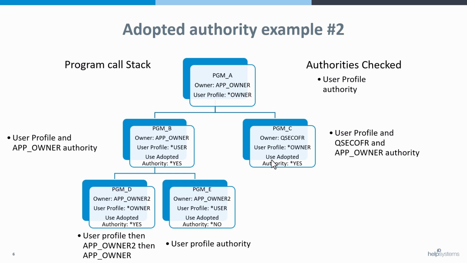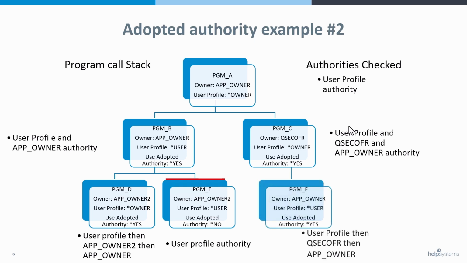So in this case, when this program executes, it is only going to be able to look at the user profile authority. So program E is going to stop that authority from propagating down the call stack because the user profile is *USER and the use adopted authority is set to *NO. So in the case of program C, when another menu option is taken, the next program is possibly going to have access to QSECOFR authority still.